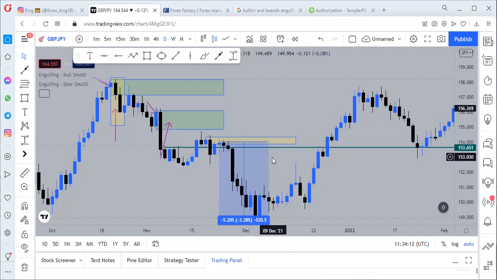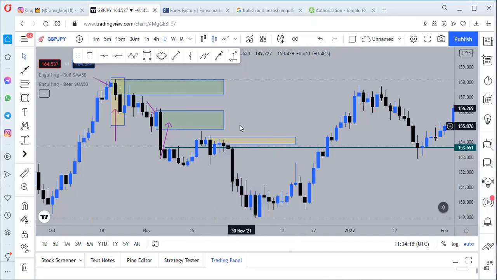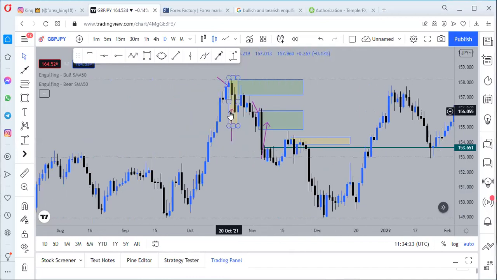Are we together? Yes. So that is bullish engulfing and bearish engulfing. Any question on that? I got everything. Okay. Anyone with a question, please ask.